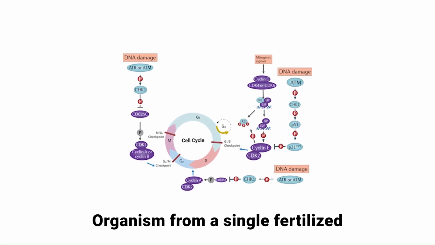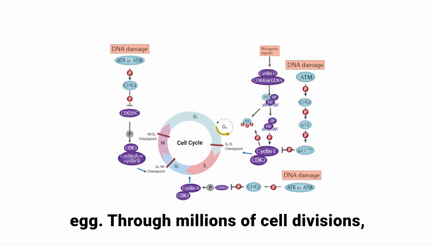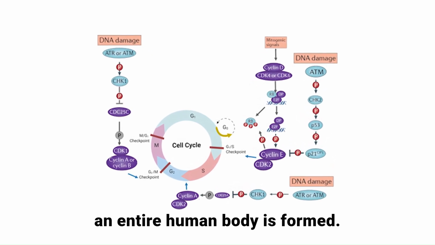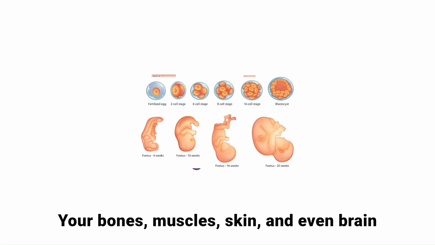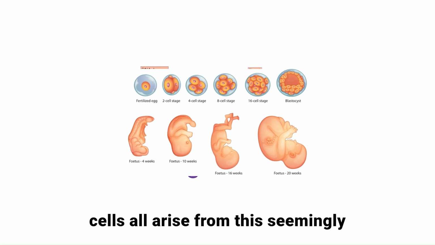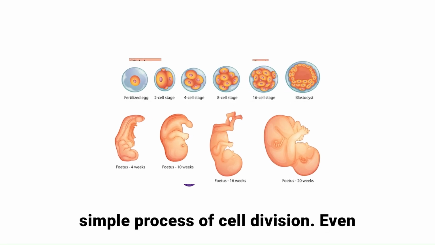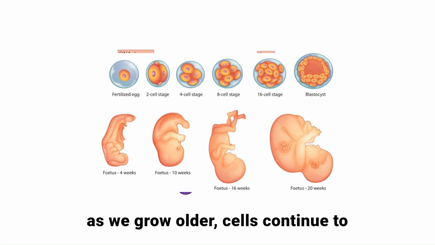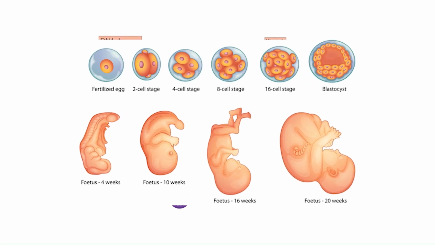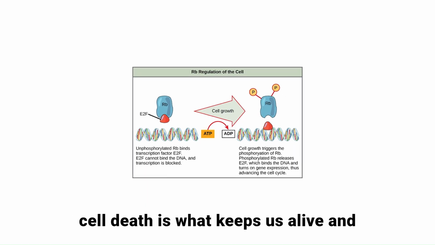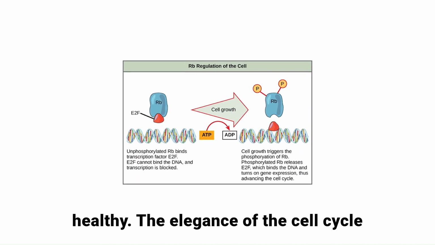From a single fertilized egg, through millions of cell divisions, an entire human body is formed. Your bones, muscles, skin, and even brain cells all arise from this seemingly simple process of cell division. Even as we grow older, cells continue to divide to replace the ones that die. The balance between cell division and cell death is what keeps us alive and healthy.